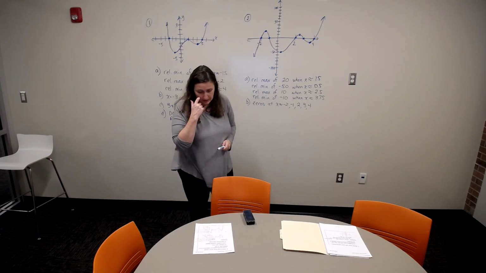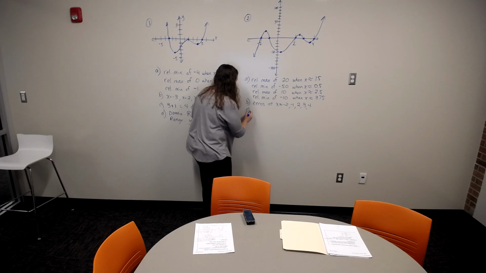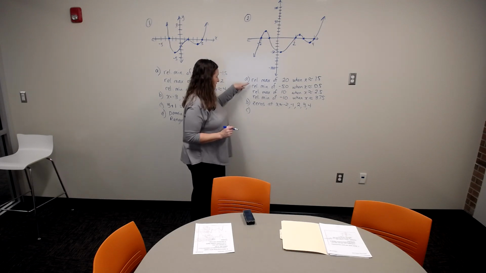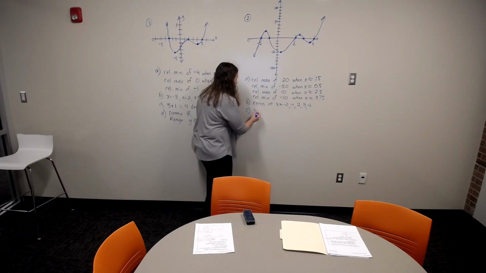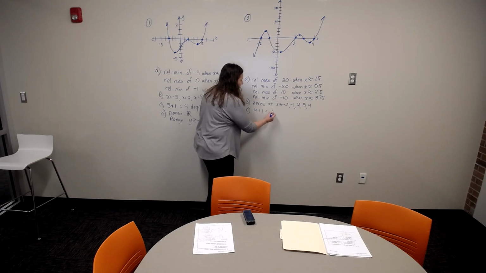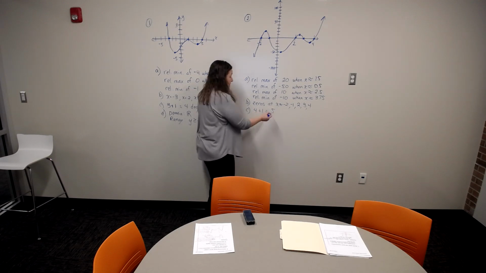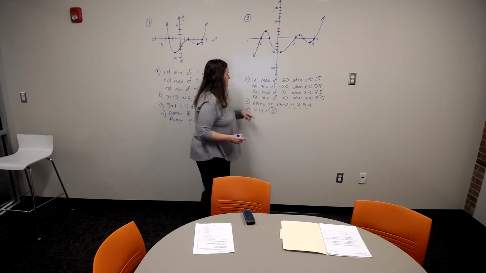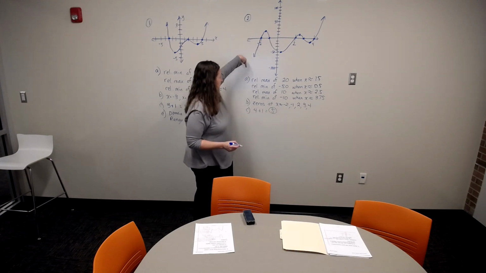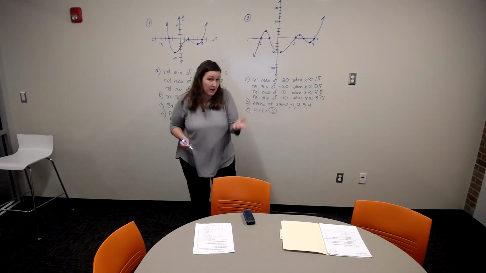All right, then we've got what is the smallest possible degree. So I count up these. I have 1, 2, 3, 4 of these plus 1. So the smallest degree it could be is 5, which makes sense to me because the left side ends down, the right side ends up. It needs to be an odd number.